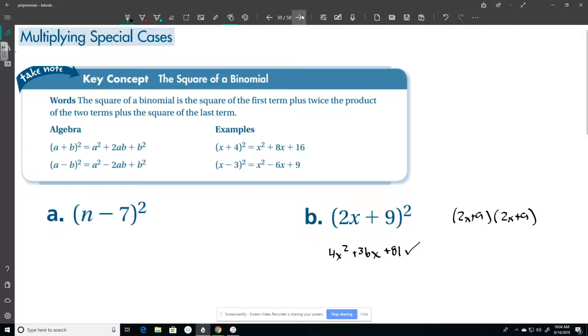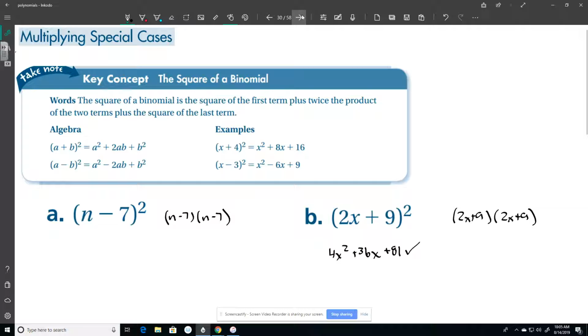Again, if you can do enough of these and remember that shortcut, you don't have to FOIL, add like terms together. It just does all of that for you. But it only works when it's a special case. This example right here is another special case. We've got n minus 7 squared. So I'm taking n minus 7 and I'm timesing it by n minus 7. And it looks exactly like this one.